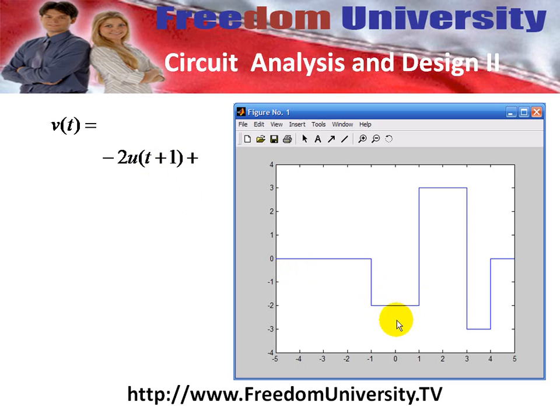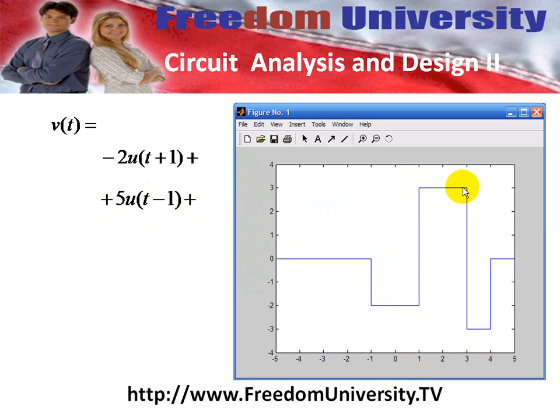Now at time equal to 1 here, we go up all the way to 3. So that implies we went from minus 2 to 3, so we have to go up 5 units. So here we have a plus 5, and then we turn on at time t equal to 1. So our argument needs to be t minus 1.